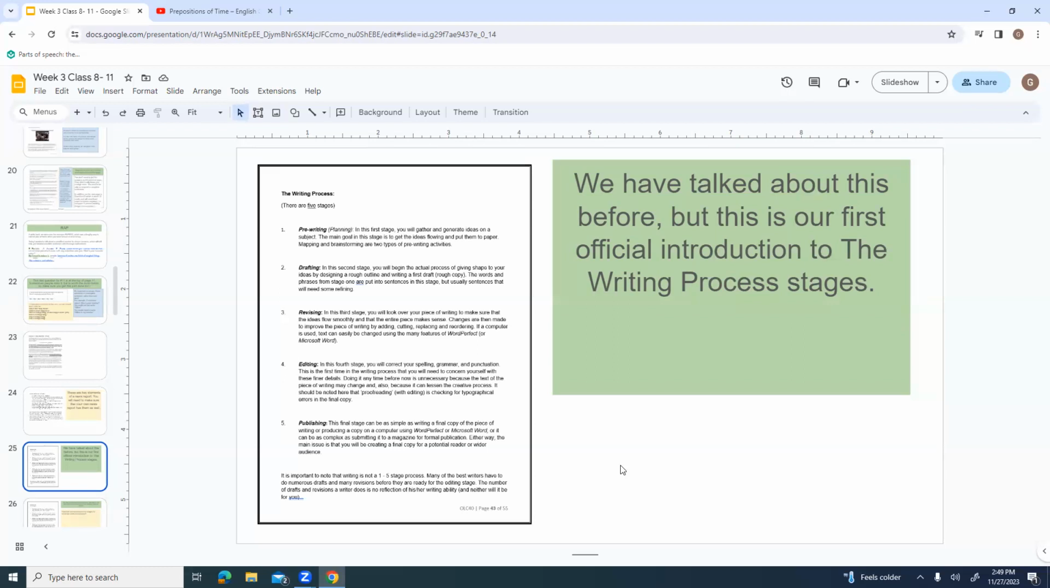Drafting. Usually I just refer to this as doing the rough draft. In the second stage, you're going to begin the actual process of giving shape to the ideas by designing a rough outline and writing a first draft or a rough copy. The words and phrases from stage 1 are put into sentences at this point, but usually these are sentences that are going to need some refining.